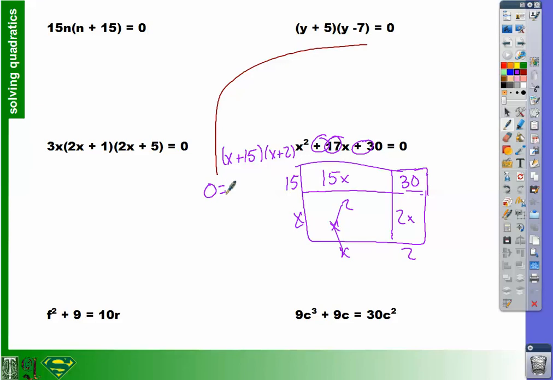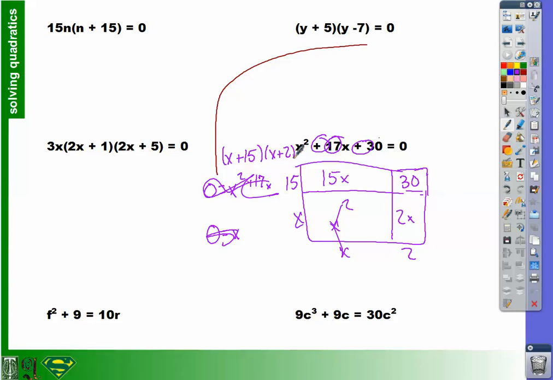So then after that we would do 0 equals x squared plus 17x. Oh hold on, let me write that down here. 0 equals, that's factored form. And then so we've done a good job of getting it into factored form. 15 times 2 is 30. 15 plus 2 is 17.